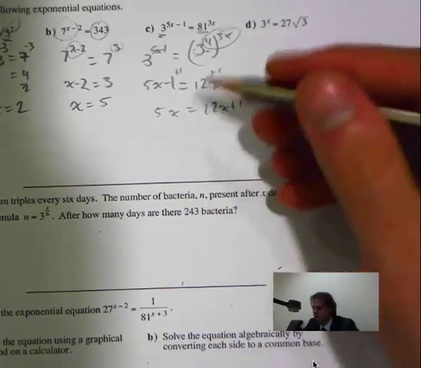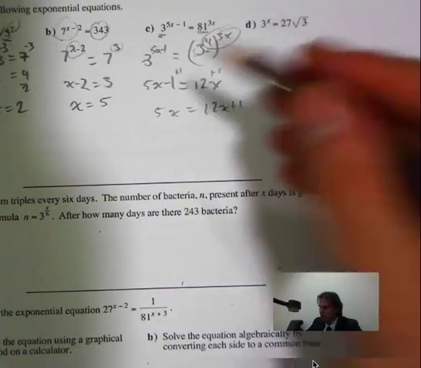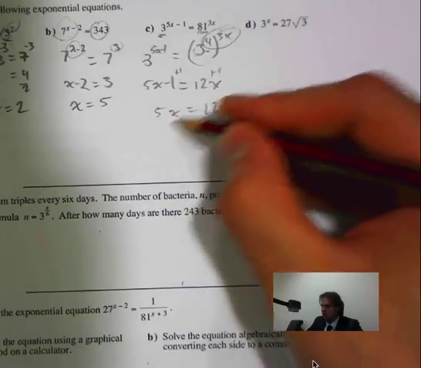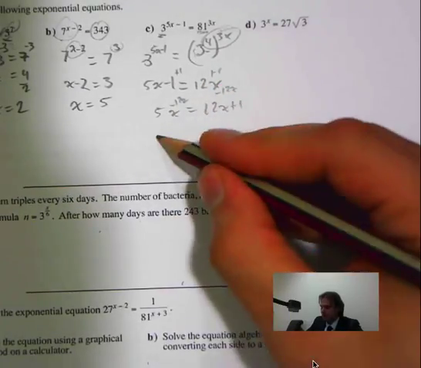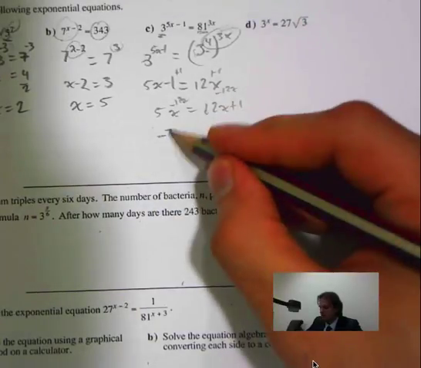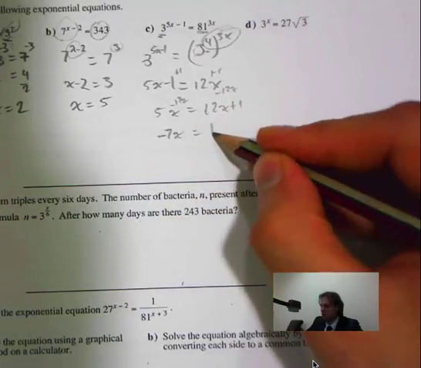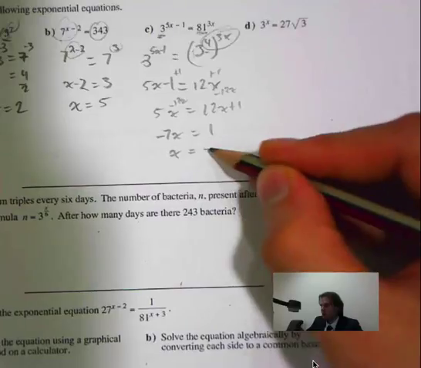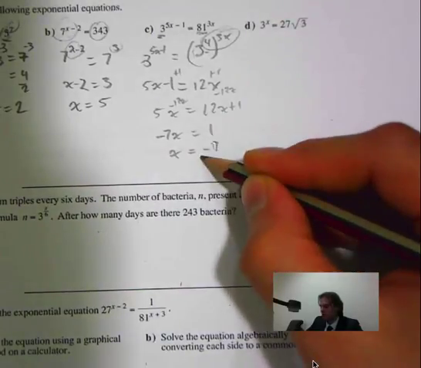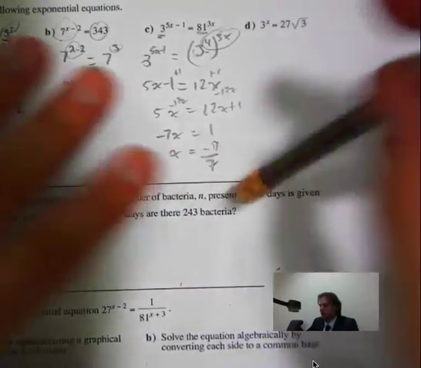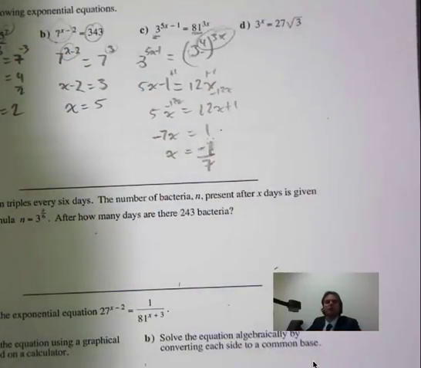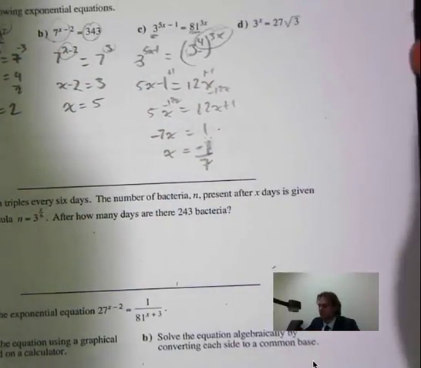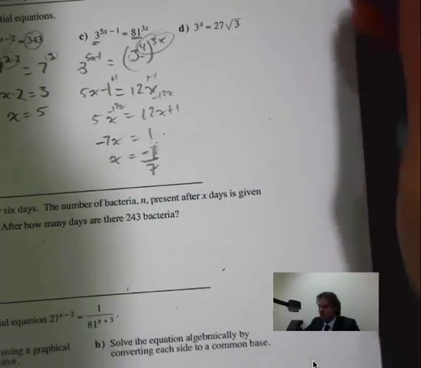So now I'm going to subtract 12x, subtract 12x. So I'm going to get negative 7x is equal to 1. So then x is equal to negative 1 over 7, because I divide both sides by negative 7, which is the same as negative 1 over 7. Okay? There we go.